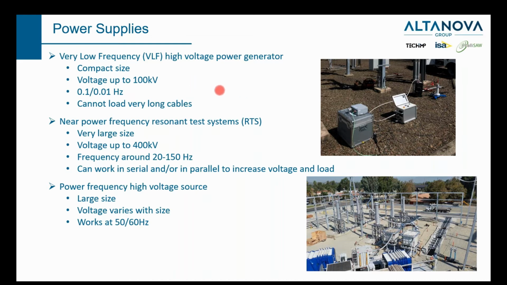So normally the output current of that VLF unit is in the range of 10 milliamp or 20 milliamp. So if we're talking about very long cables, it has some challenge. But if we're talking about 2 kilometer, 3 kilometer, or even 5 kilometer cables, it's fine. I think most of the VLF units can load cables up to 5 to 10 kilometers long.